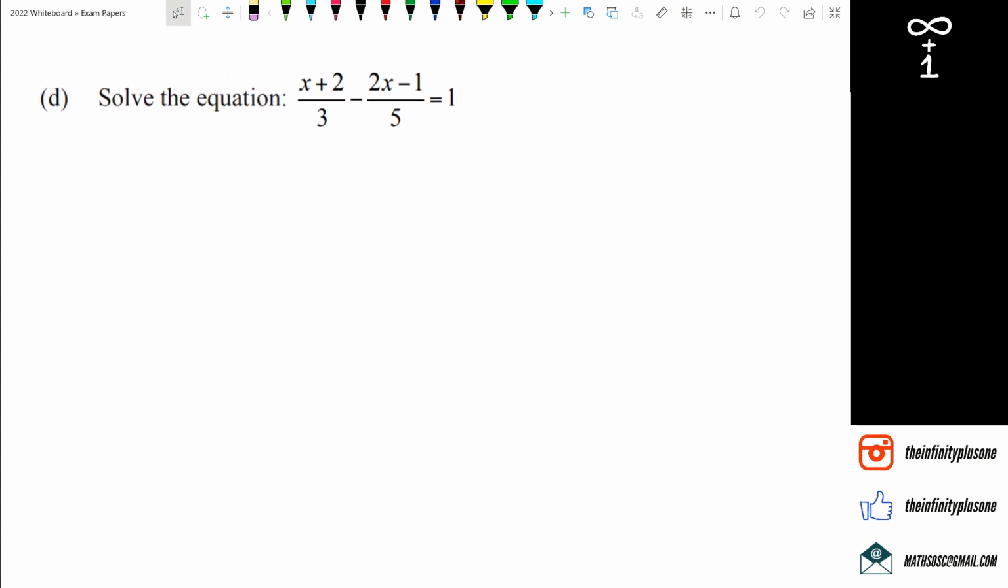So our first thing we really have to do is get a common denominator. So what we're going to do is break it up a little bit.